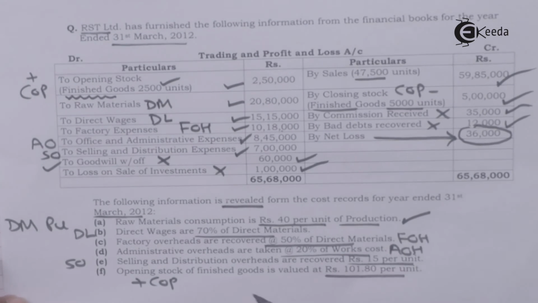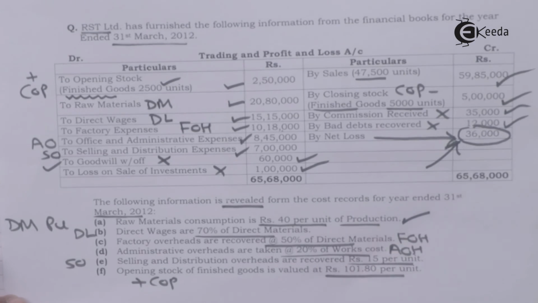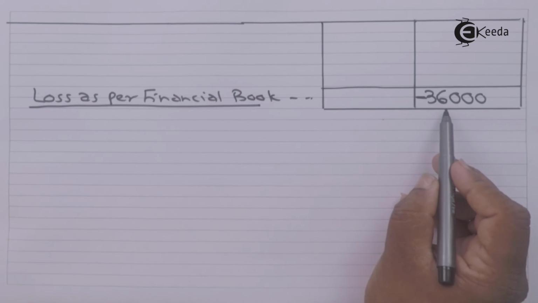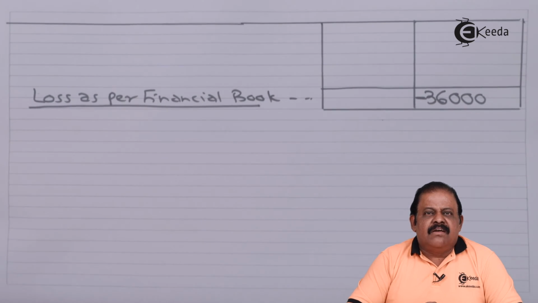We can refer to the question. Net loss as per financial book is given as 36,000. Our profit reconciliation statement is also showing this loss of 36,000. This is how we have prepared the profit reconciliation statement by preparation of detailed cost statement and referring to the profit and loss account.